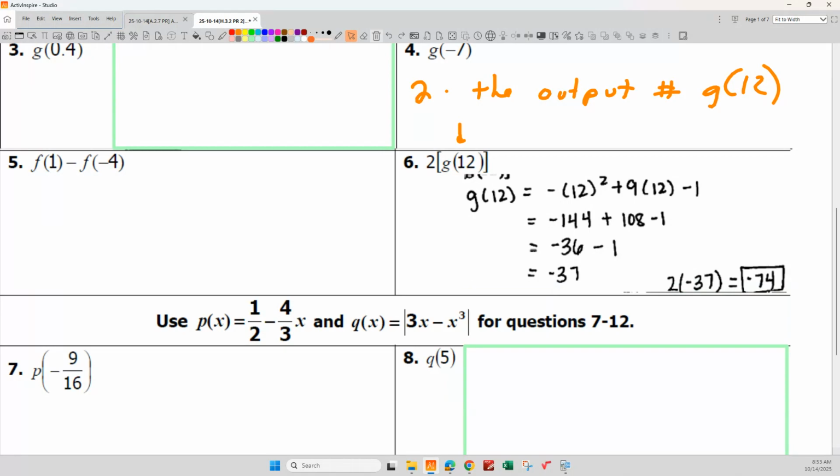Okay, makes sense? So anytime you see function notation where I'm actually inputting some number into a function, then g of 12 just represents some output number, right? That I probably have to go calculate, but it's just a number. You always think of it like a number.